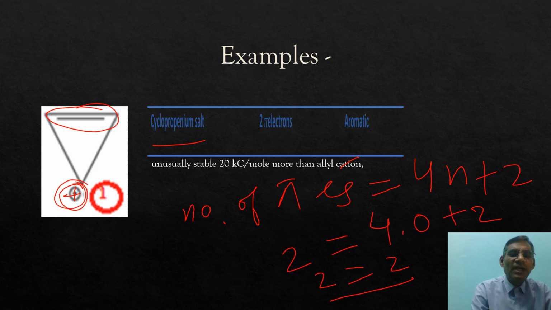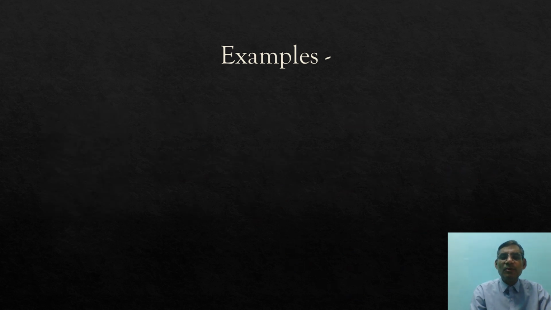Conjugation is there, sp2 hybridization it is showing, that is planarity, so it will be aromatic in nature. This will be unusually stable, 20 kilocalorie per mole more than the allyl cation. This will be stable. So that's the point.